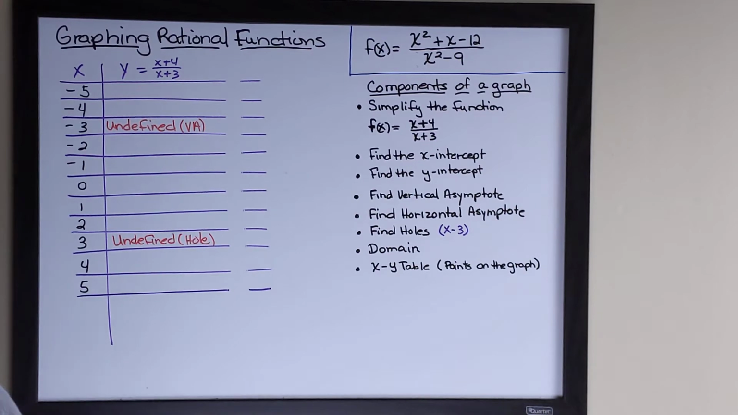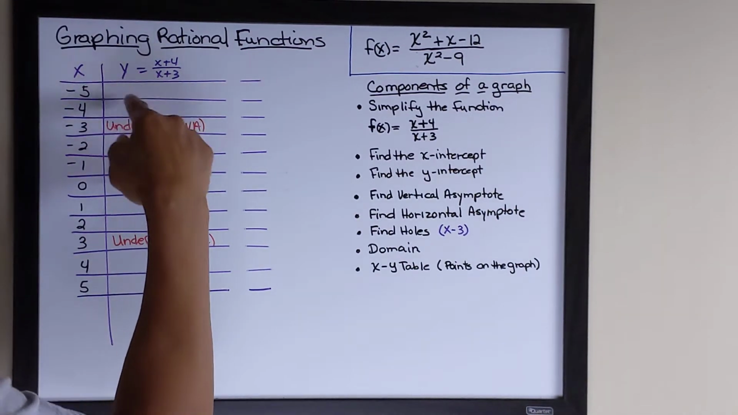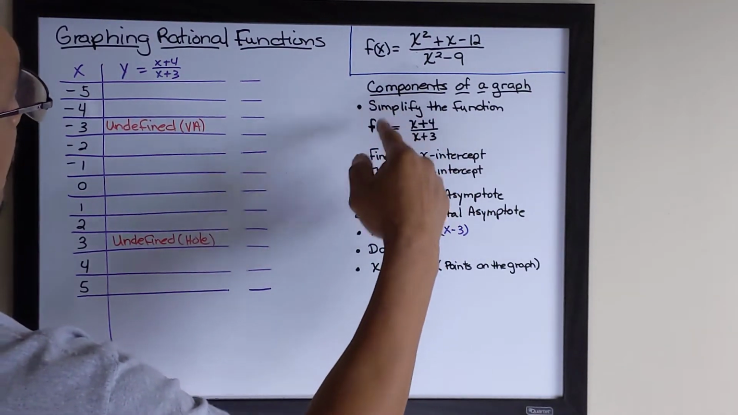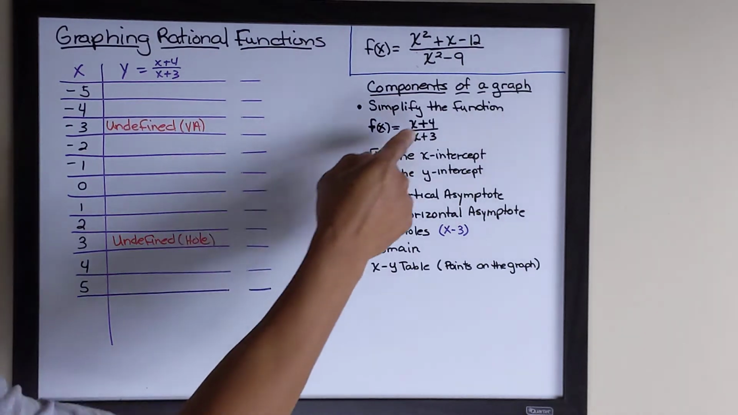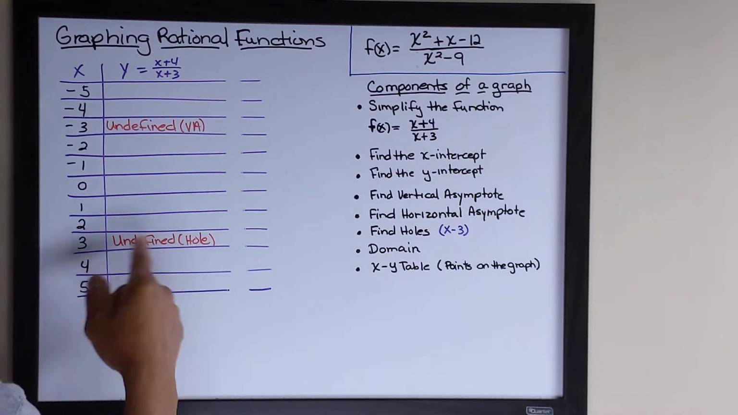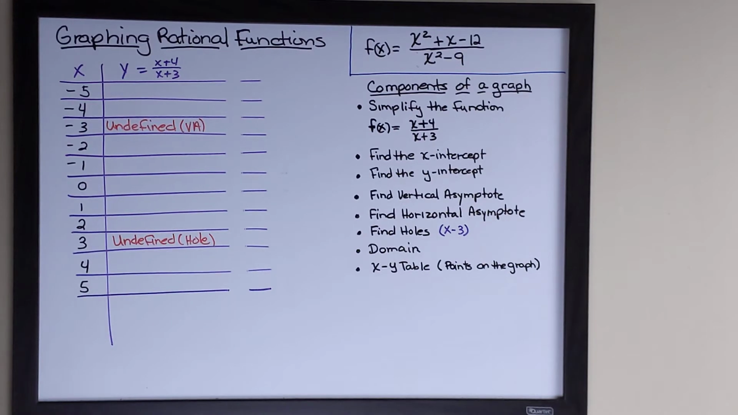All right. But to find the y, we're going to just use the simplified version of our function. Now, if we use the simplified version of our function, this will actually come out with a number as defined, but we know from previously when we were calculating the hole that this is undefined, so we're going to go ahead and define it as undefined.